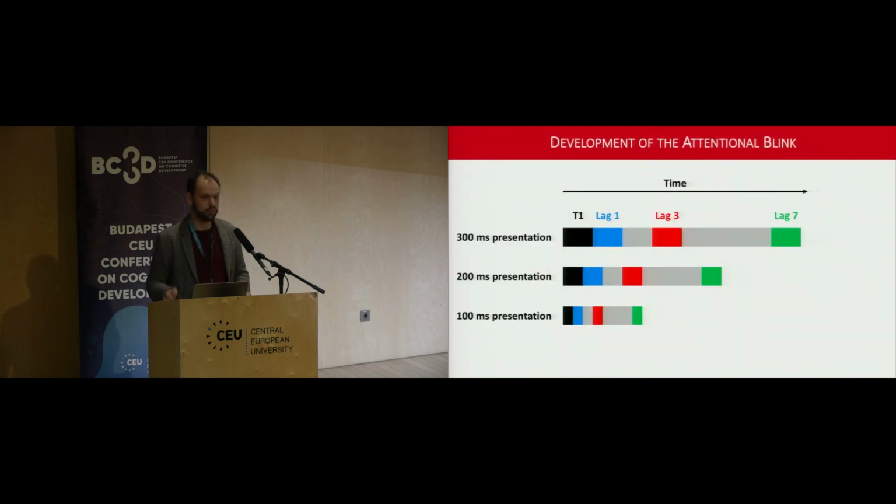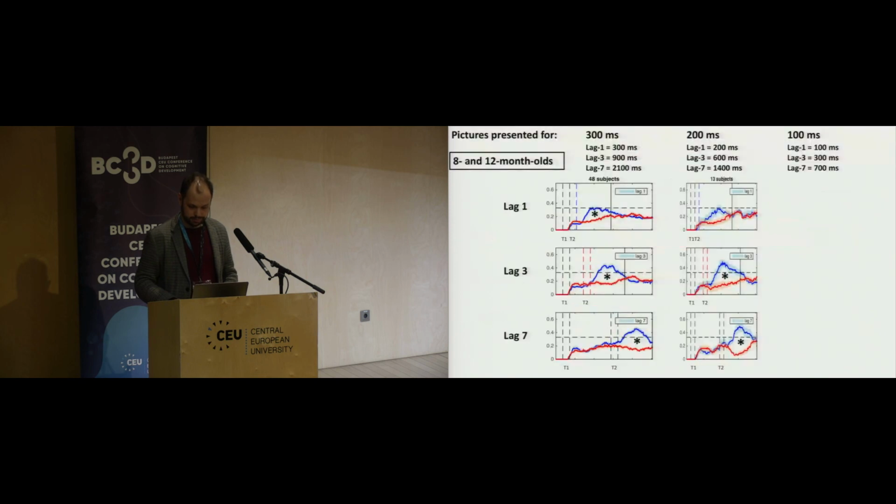We decided to accelerate the tempo again, and now we present each picture for 100 milliseconds. So now we are actually at the type of presentation that is used with adults. So now lag 1 trials are at 100 milliseconds, lag 3 at 300 milliseconds, and lag 7 at 700 milliseconds.